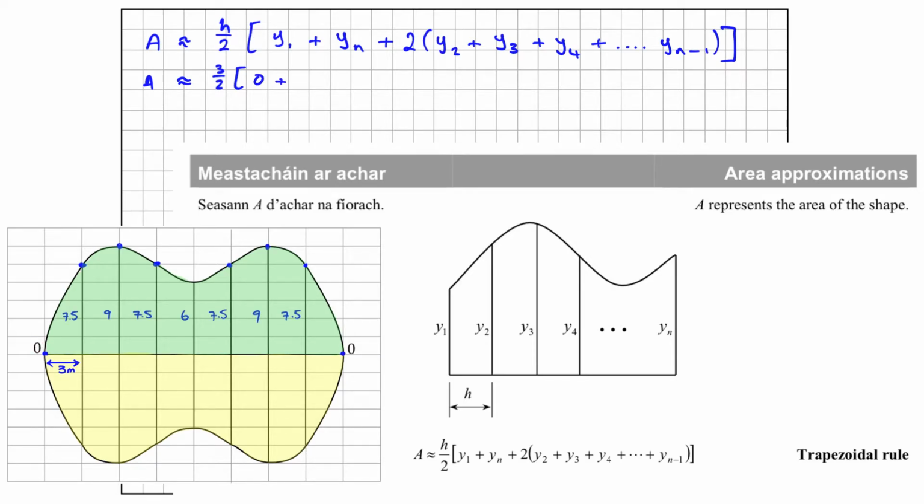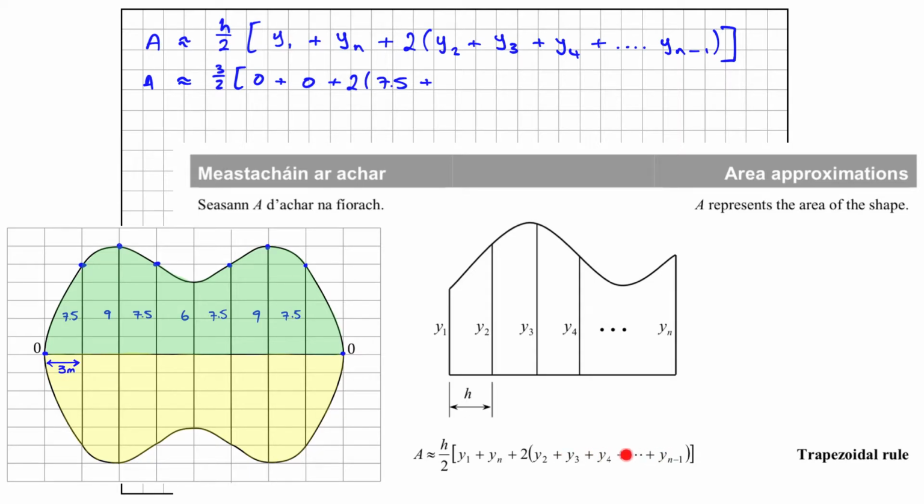Okay, plus the last term. And again, the last term in our case was 0. So I can put 0 in there for the last term. So 0 plus 2 times. Open your brackets. And now we're going to put in y2, which in this case is the second one, which is 7.5. So I can put in 7.5 there. Plus y3. The next term there is going to be 9. So I'm going to add 9.